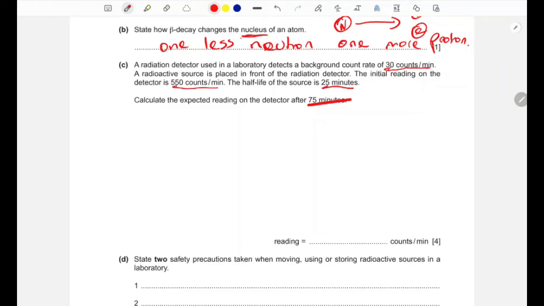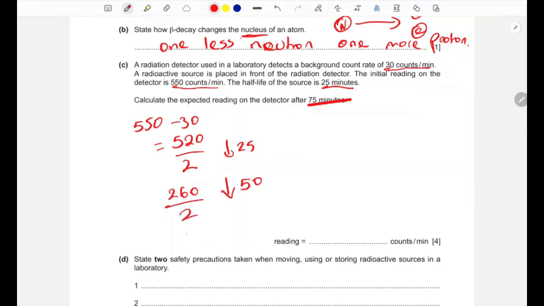So we know that the reading is 550, but the background radiation is 30, so we just subtract 30, which would give us 520. So the half-life is 25 minutes, so every 25 minutes the count rate is going to halve. So the first 25 minutes is going to be 520 over 2, which is 260. The second 25 minutes, or after 50 minutes, we also divide by 2, which gives us 130. And finally, the third 25 minutes, or after 75 minutes, we also divide by 2, which would give us 65. So after 75 minutes, the count rate is 65 counts per minute.